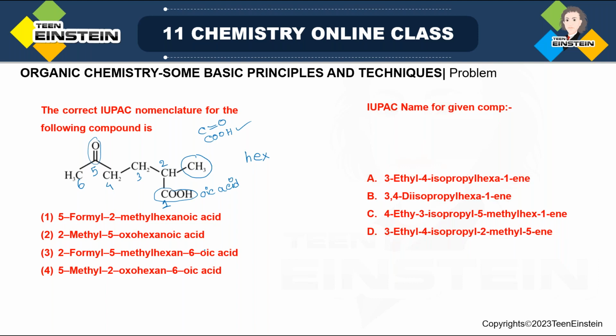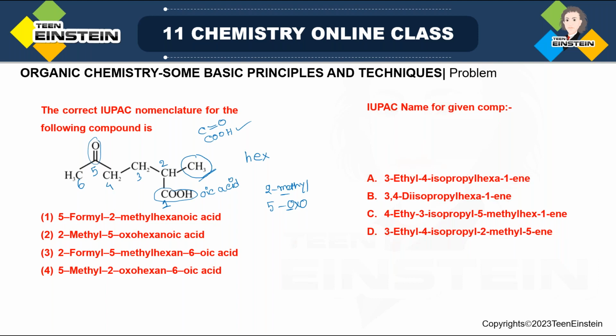Next thing what we have to do, we have methyl substituent and also one more substituent, which is a functional group, but here it is not the main functional group. Main functional group is CO2H. So at 2 position we have methyl, and at 5 position we have oxo. Now M will come before O alphabetically. So that is why the name will start with 2-methyl.